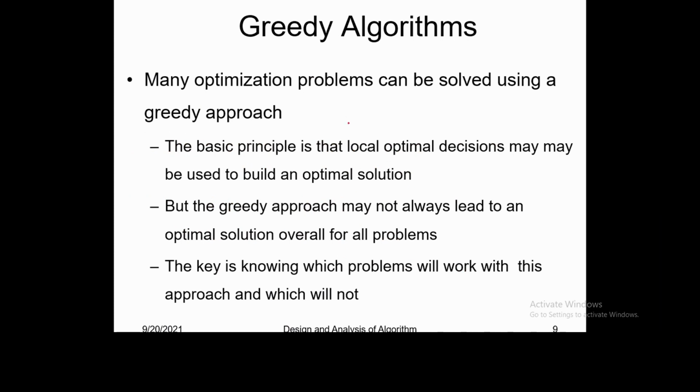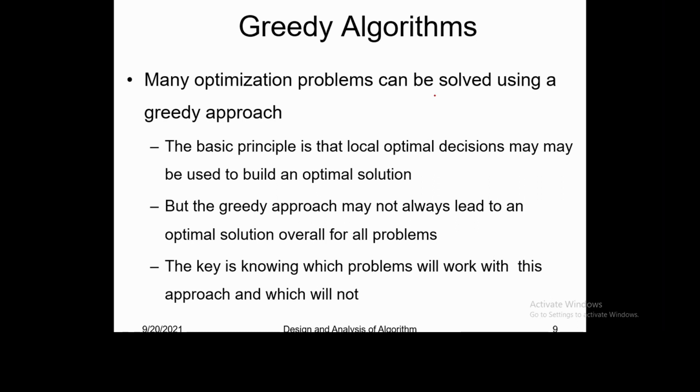So many optimization problems can be solved using the greedy approach. The basic principle is that local optimal decisions may be used to build an optimal solution, the global optimum. What is the strategy in the greedy approach? Basically, we have several choices whenever we are solving a problem. At any particular instance, we choose the best option available at that instance and move forward. Then in the next phase, we choose the next best possible option that is available in that situation.